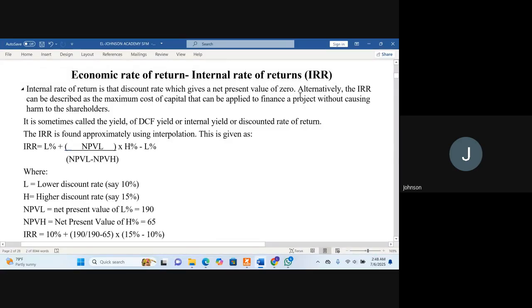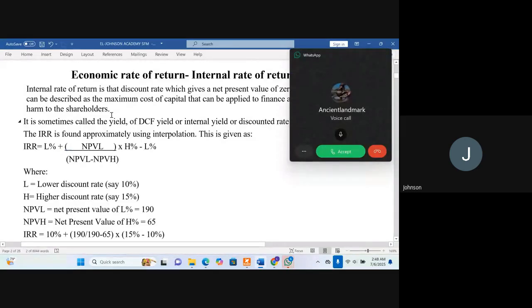Alternatively, the IRR can be described as the maximum cost of capital that can be applied to finance a project without causing harm to the shareholders. Okay, without causing harm to the shareholder. So that is that.